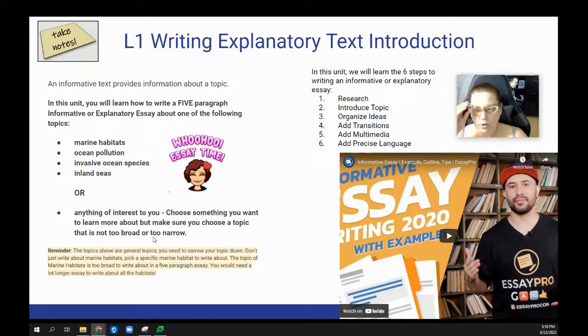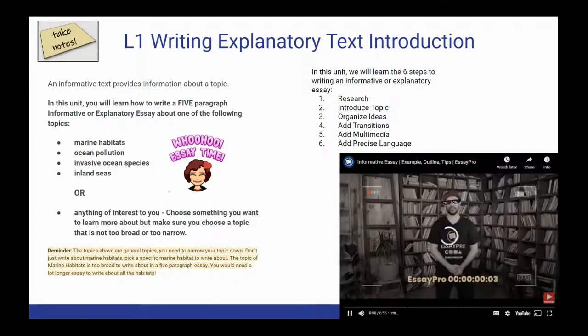All right, so in this unit, we're going to learn the 6 steps to writing an informative or explanatory essay. The first is researching. Second, you're going to introduce your topic. Third, organize ideas. Fourth, add transitions. Fifth, add multimedia. And then sixth, add precise language. So we're going to watch a video on writing an informative essay. All right, let's do this.